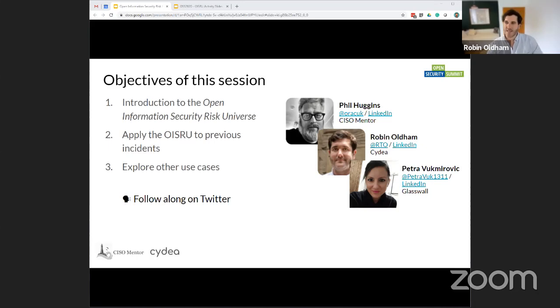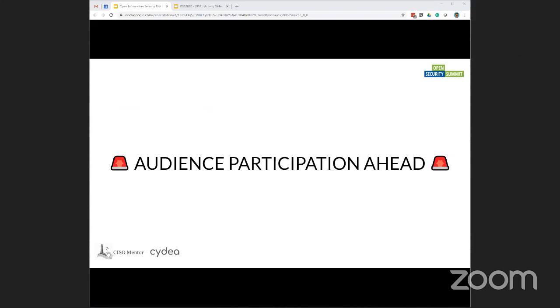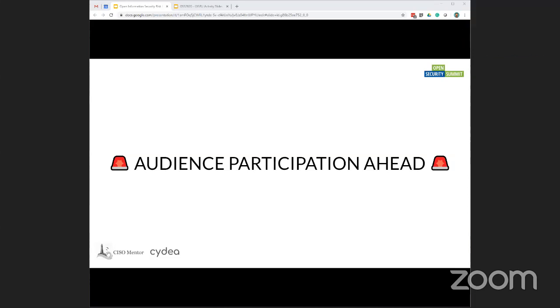So objectives of the session today, we're going to give you a bit of an intro to the Open Information Security Risk Universe, give you a chance to apply it to some previous incidents and worked examples, and explore a few of the other use cases that you want. If you've got any questions, pop them in the chat, that's probably the best place to put them. A bit of a warning to you all, there is audience participation ahead. As you heard in the video, there'll be some things for you to get involved in and to try your hand at. So please do get involved when we come to those.